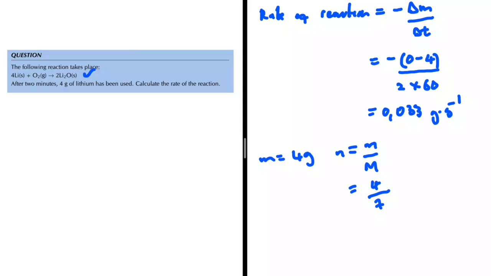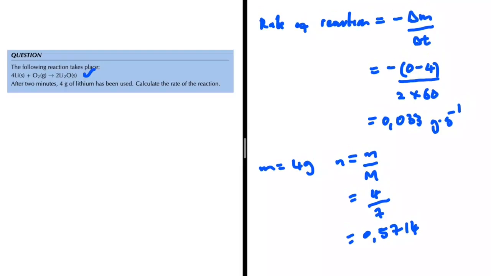Let me just put that in my calculator. 0.5714. Right. So before you get to the final answer, you want to round off to 4 decimal places. And only when you get to the final answer will you round off to 2 decimal places. So there we go. We have the number of moles of lithium that we used in that 2 minutes.